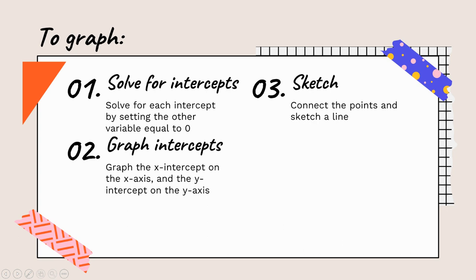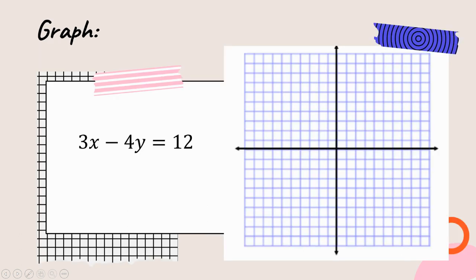Second, you're going to graph those intercepts. So the x-intercept you graph on the x-axis, the y-intercept you graph on the y-axis. And then you connect the points to sketch a line. Remember that a line always has arrows on the end and it extends past the points to show that it is infinite. So let's look at this one.